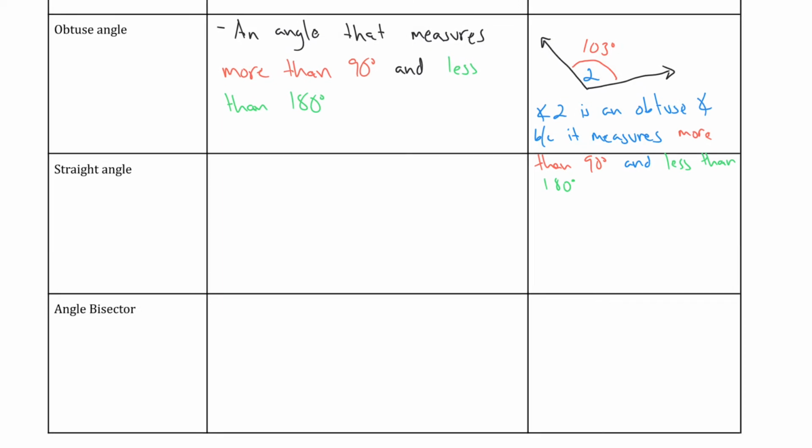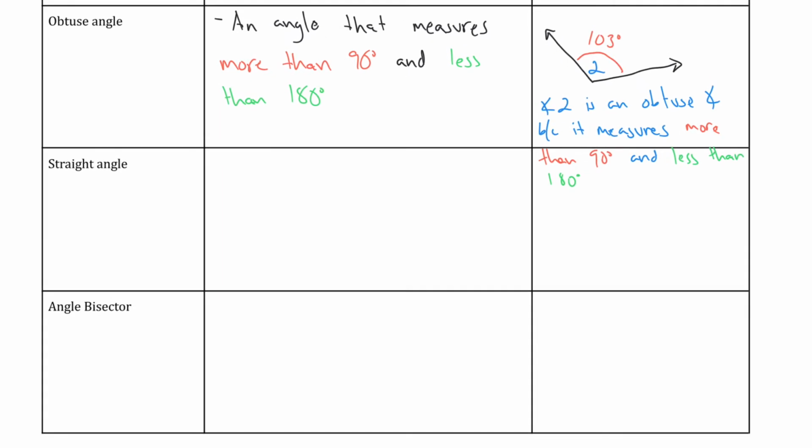All right, one final angle type to talk about, and that is a straight angle. A straight angle is an angle that measures exactly 180 degrees. So here's what that actually looks like. It is going to look like a straight line. So I'm going to draw in a straight line like so.